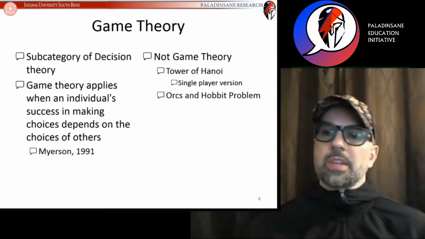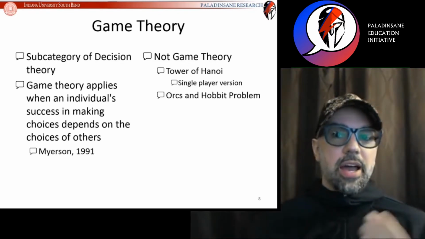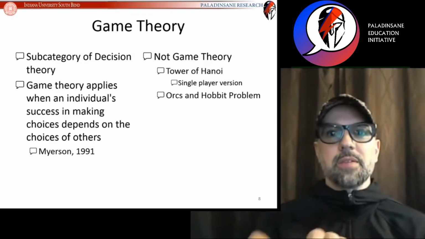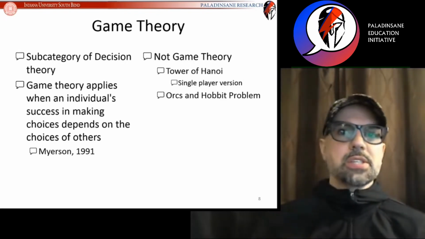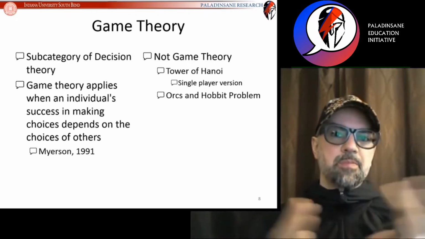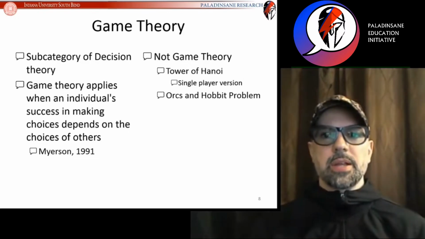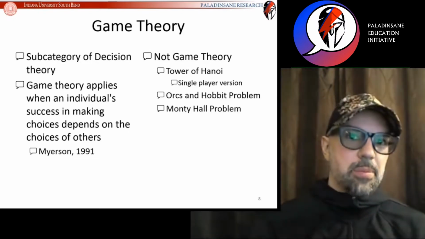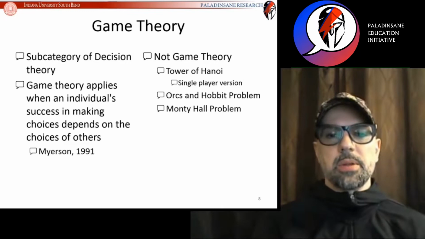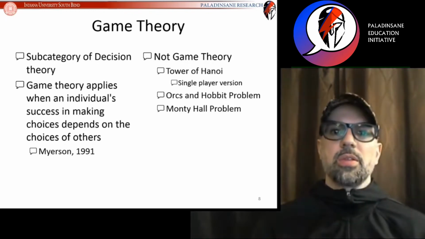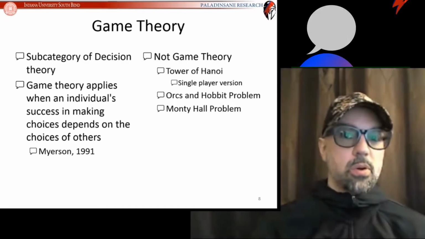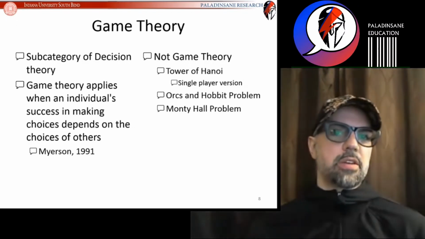The Orcs and Hobbit problem, a very interesting riddle, as we saw, illustrated our aversion to backwards movement in the game space, that backwards avoidance heuristic. But once again, it did not depend upon the decisions of anybody else but yourself. So once again, that is part of decision theory and reasoning, but not part of game theory. And then today we're going to see another example of reasoning that is also not a part of game theory, and that's the Monty Hall problem. And once again, that simply has to do with your decision, and there's no impact by anybody else making a choice on whether or not you're successful. So those are examples that we've seen so far that are not part of game theory.